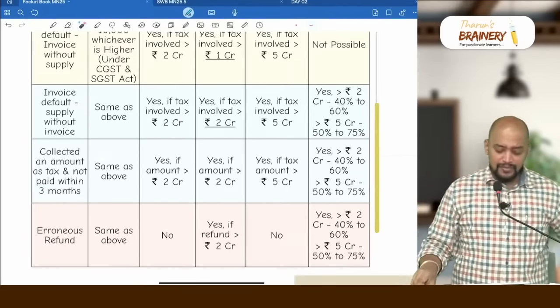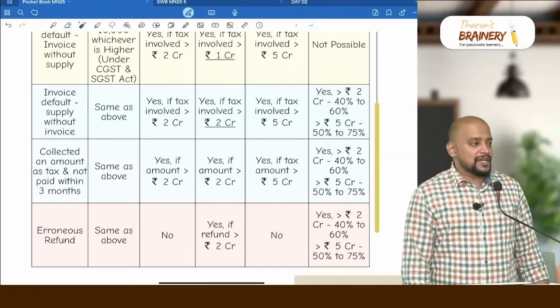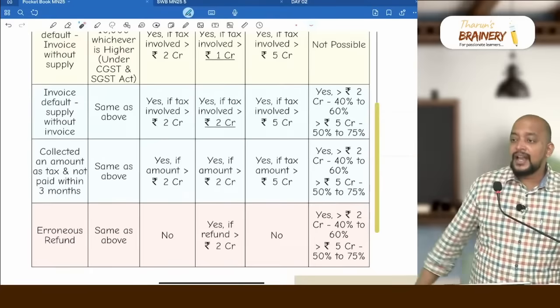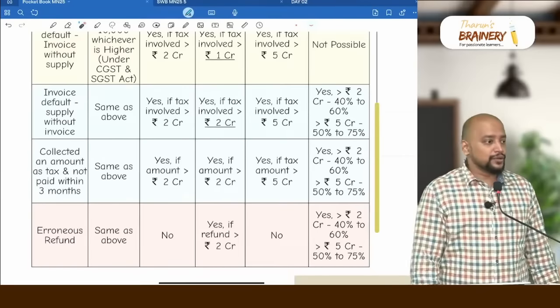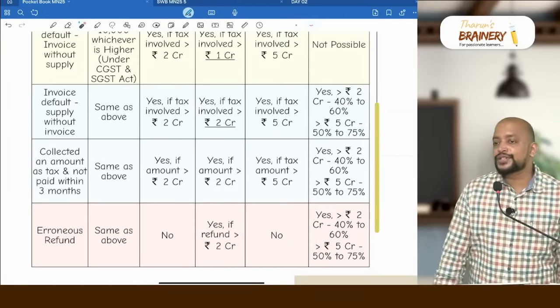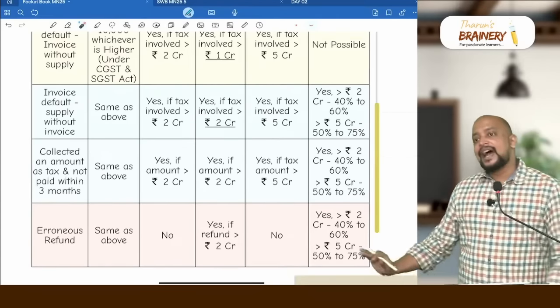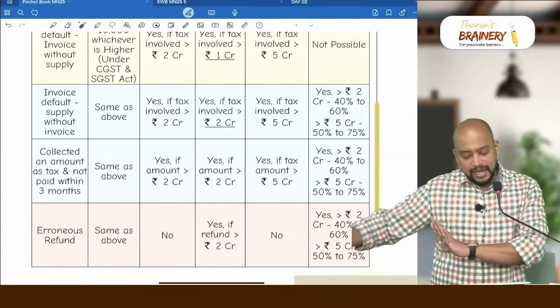Got it? Next, collected an amount as tax, not paid within 3 months. Penalty same. Arrest: yes, more than 2 crores. And imprisonment: yes, more than 2 crores. Cognizable and non-bailable: yes, more than 5 crores. And compounding fee same as above.